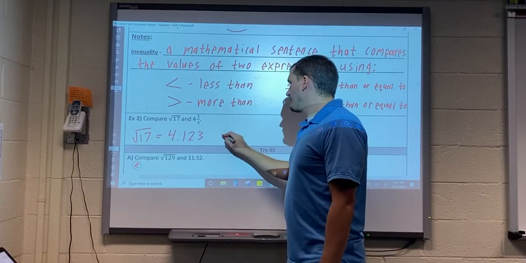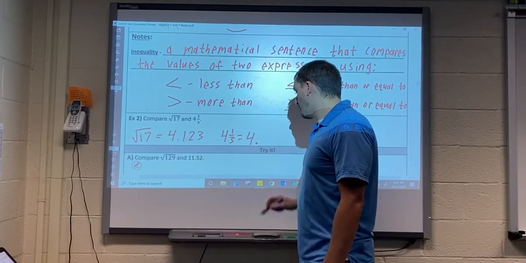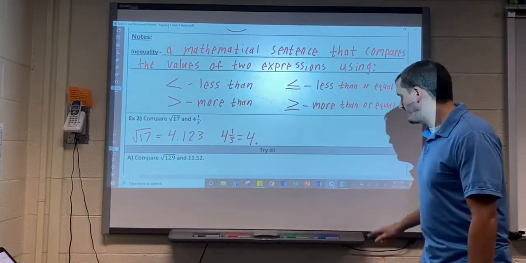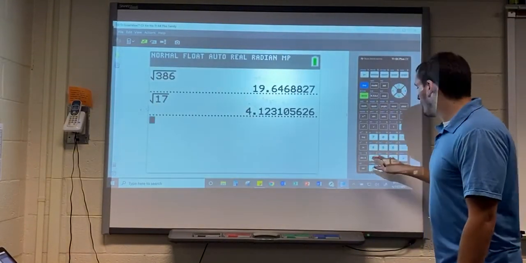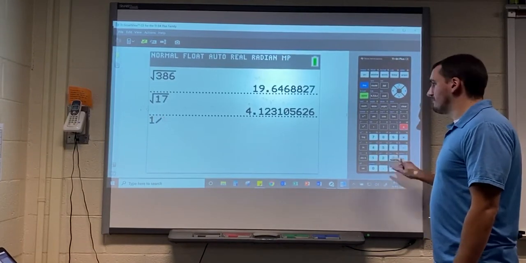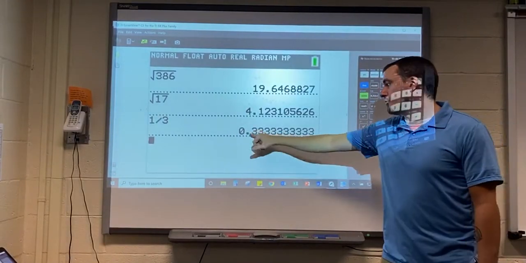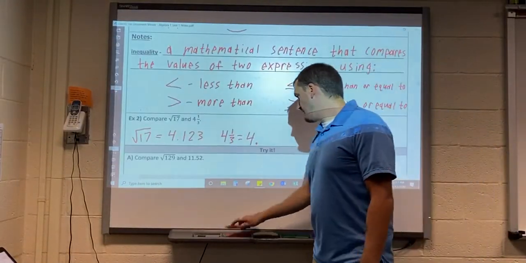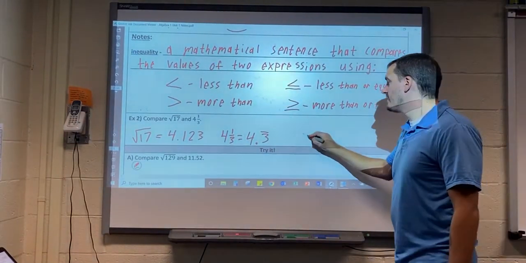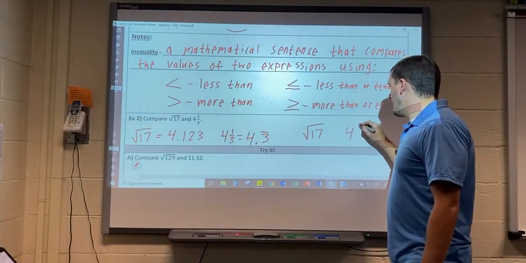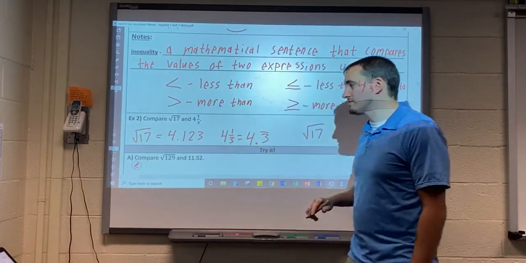4.123. For 4 1/3, we know our decimal is going to be 4 point something. 4 is our whole number here. So if we go over to our calculator, if we want to change a fraction to a decimal, we take top divided by bottom. 1 divided by 3. And that's just going to give us a repeating decimal of 0.3. So we have 4.3.